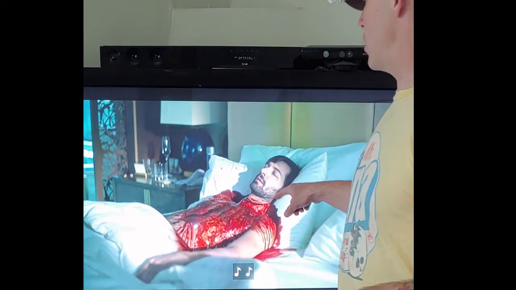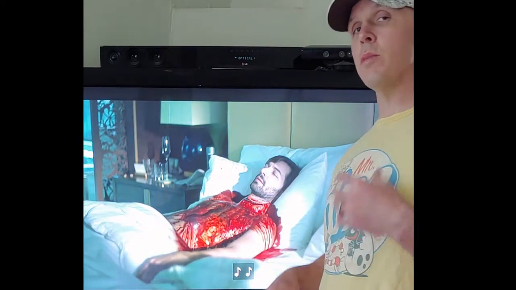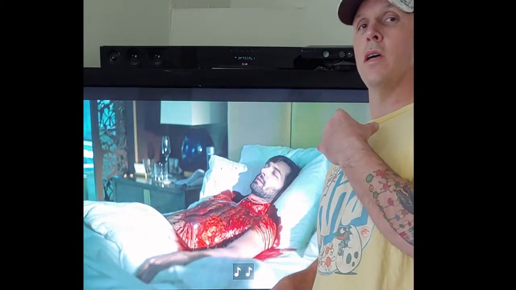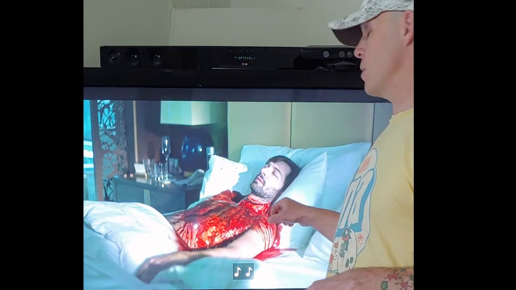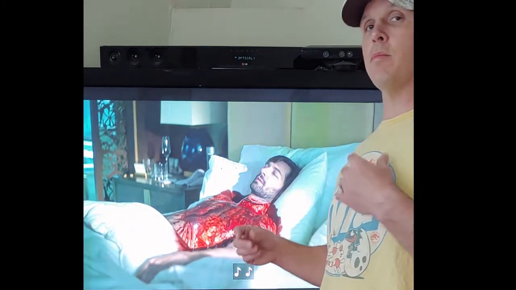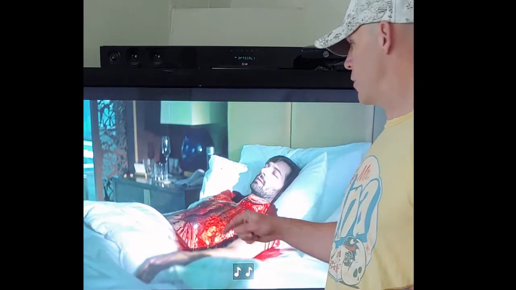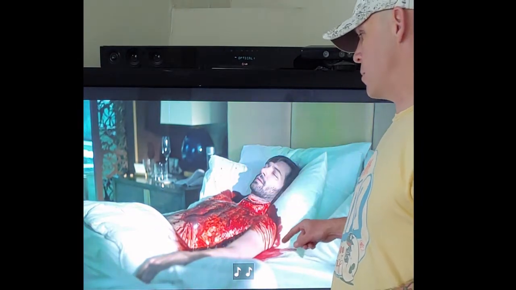The other problem is you're assuming that there's large vessels lacerated, and you don't see any kind of a spurt pattern. So if an artery gets lacerated, every beat of the heart is going to cause blood to spurt out of that wound. So you don't see any of that around him.